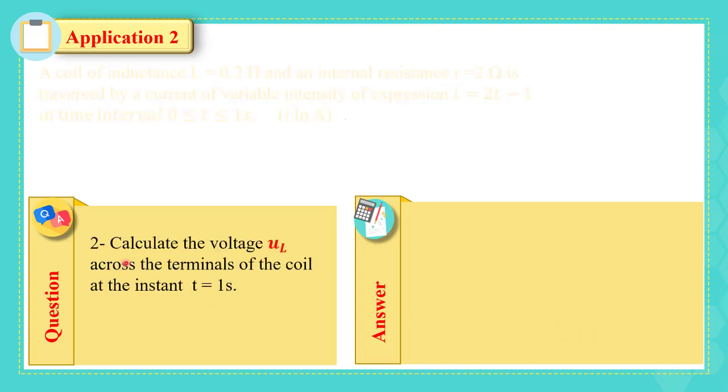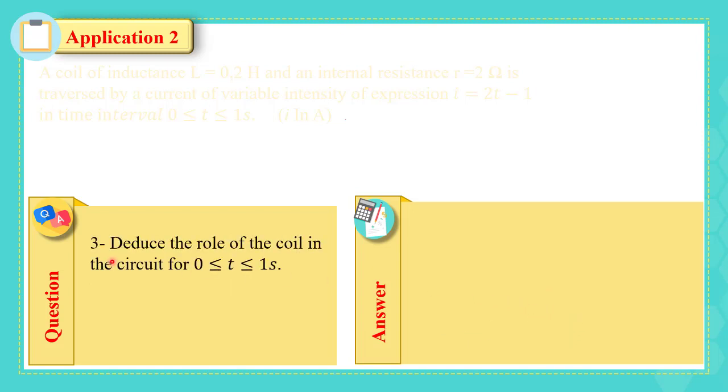Part 2. Calculate the voltage UL across the terminals of the coil at instant t equals 1 second. U coil, according to Ohm's law across a coil, equals Ri plus L dI over dt. We substitute the expression of I, which is equal to 2t minus 1, and we replace t with the value 1 second. So it will be equal to 2 multiplied by (2 times 1 second minus 1) plus 0.2, which is the value of L, multiplied by 2, which is equal to dI over dt. The answer will be 2.4 volts.